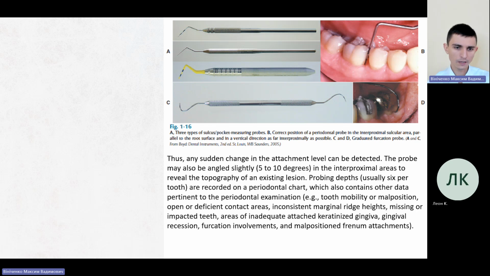Tooth mobility or malposition. Open or deficient contact areas, inconsistent marginal ridge height, missing or impacted teeth, areas of inadequate attached keratinized gingiva, gingival recession, percussion involvements, and malpositioned frenum attachments.